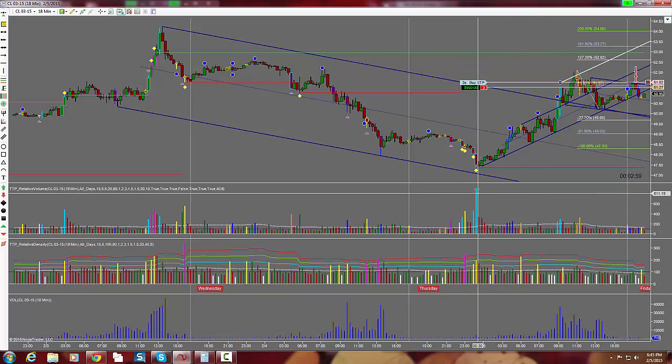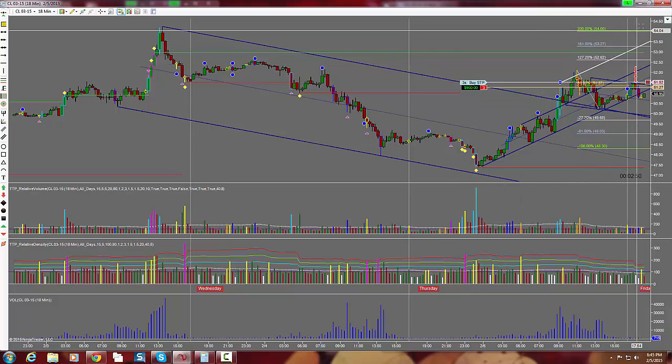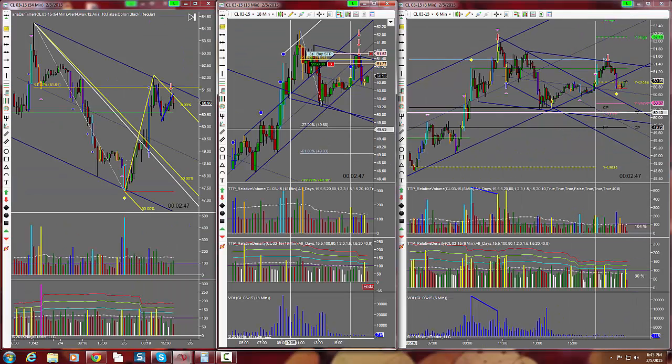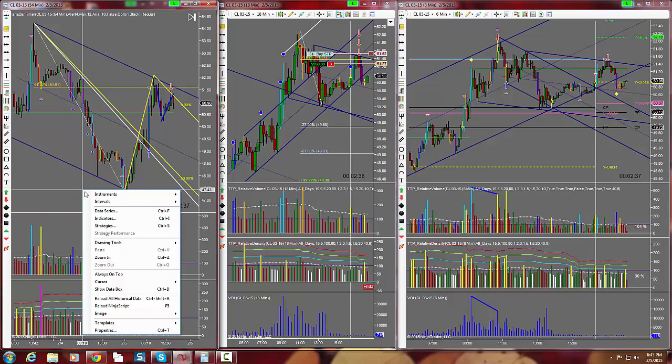But here with the relative volume, you can see this low was quite obvious, just a massive amount of relative volume, almost 1,000% coming into that low. And then when you take it out even further, then you see it on the 54-minute chart. Yes, that is the climax down into that low, almost 500% on the 54-minute.